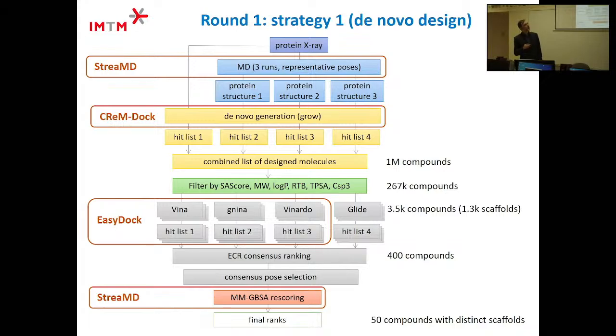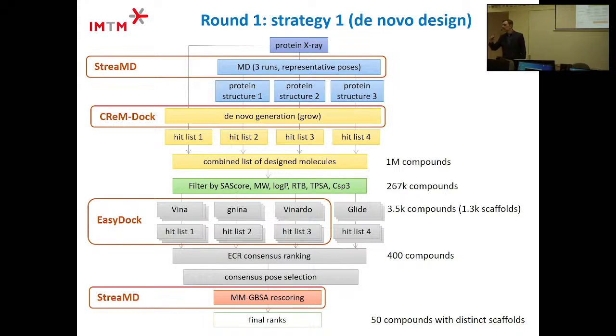And finally, we redocked, not all these lists, but we selected top scoring compounds belonging to different scaffolds. And we redocked them with multiple programs because this docking was guided by AutoDock Vina. And in this case, we applied Vina, Gnina, Vinardo from Smina, and Glide. And we dock in every one of these proteins. So we made 16.